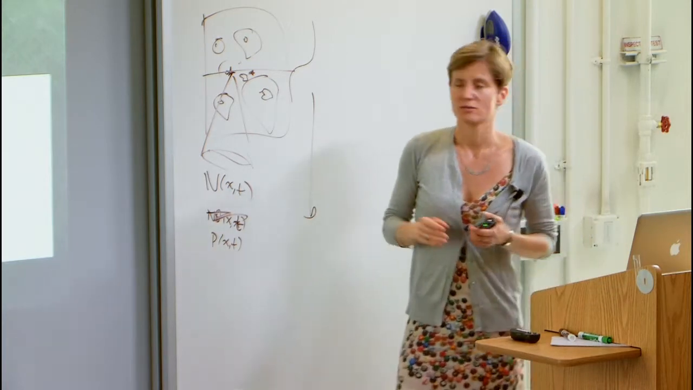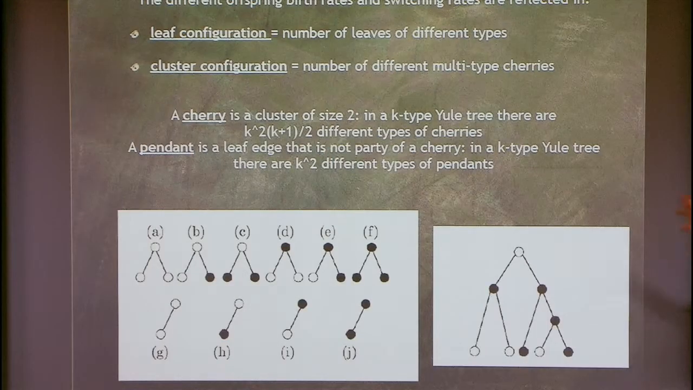And so what are the features? If you look at the present day stuff, what are the things that can maybe retain some of the information about these rates of switching and the rates of giving birth to different types? Things like the leaf configuration or the pendant configuration. The leaf configuration tells you how many different types you have at the tips, but the cluster configuration should retain some information because that's the last coalescent time event in the past, and that will tell you the chance that you will have had children of a certain kind.